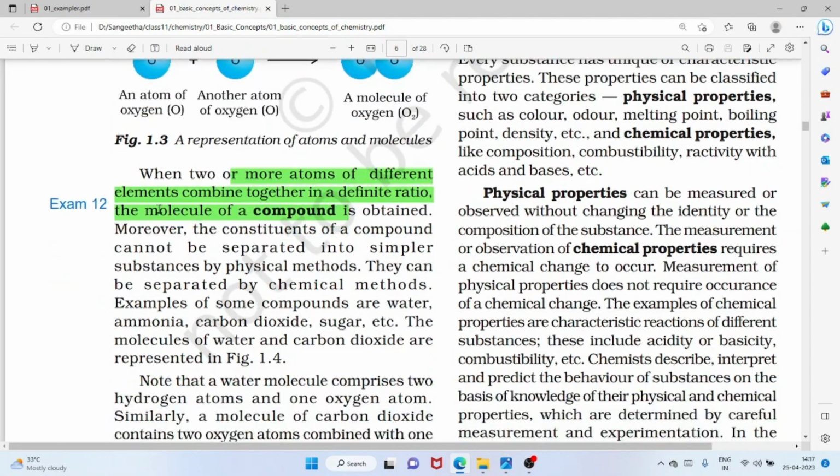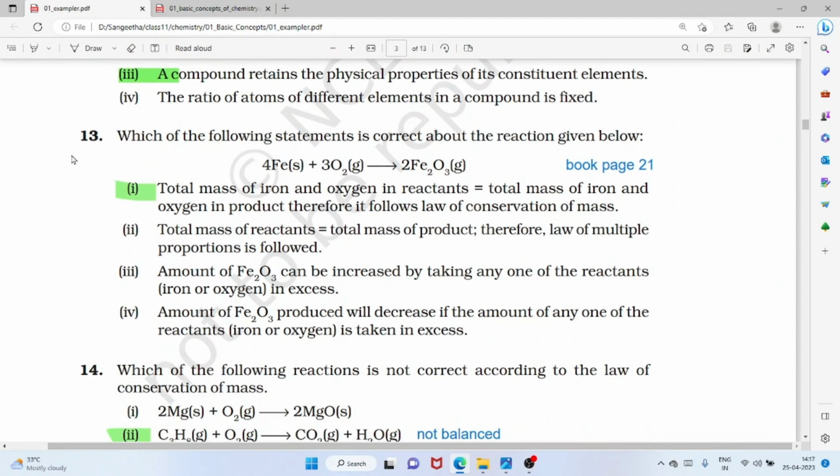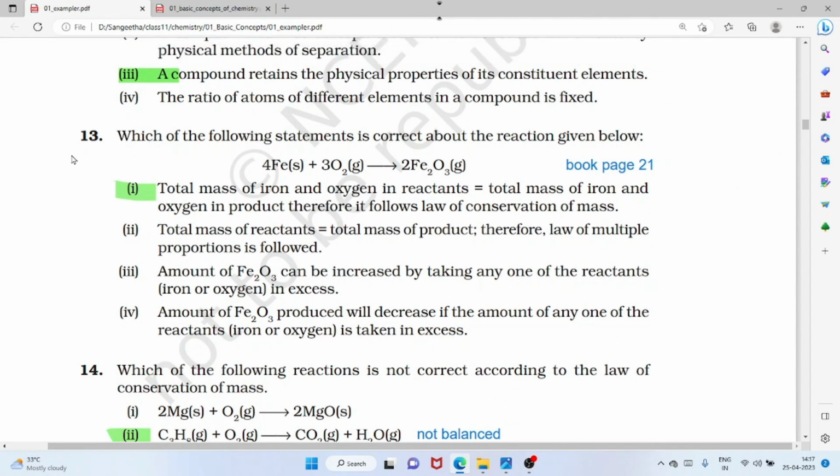So what is a compound and what is the property they are given here. Which of the following statements is correct about the reaction given? They are given this reaction. The total mass of the iron and oxygen in the reactants is equal to the total mass of the iron and the oxygen in the product. Reactants equal to total mass in the products. Therefore, it follows the law of conservation of mass.